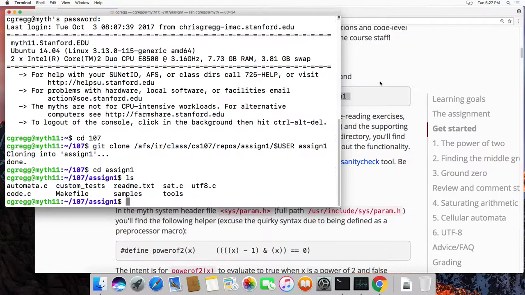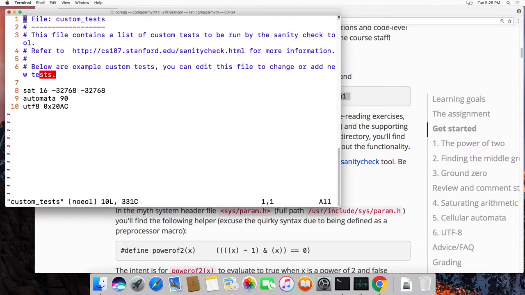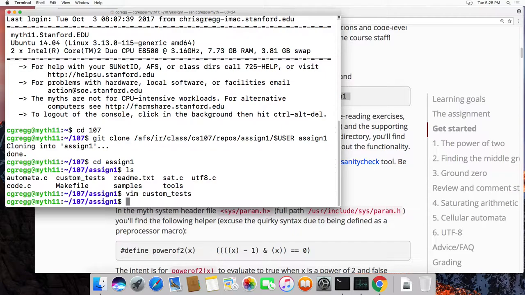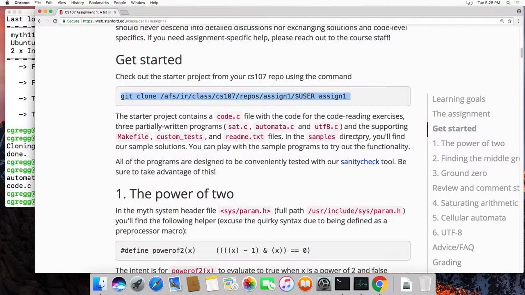All right, so let's actually look at, by the way, a couple things in here. There's a samples folder, which is all of our solutions that you can run, and you should make your code match our solutions. And there's a makefile and all of your C code and a readme txt file and so forth. Okay, and there's also a custom tests file. Custom tests right now has a couple of tests in there that we've created for you, but you should add to that. And when you do sanity check, you can run sanity check on the custom tests, and it will run those tests for you.